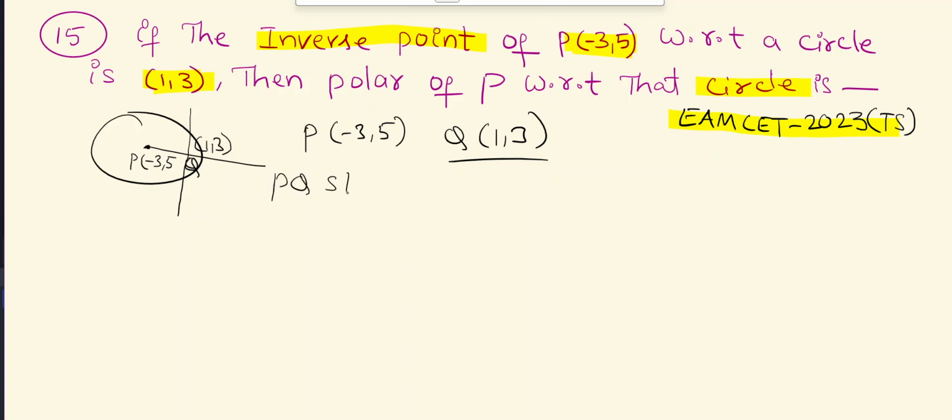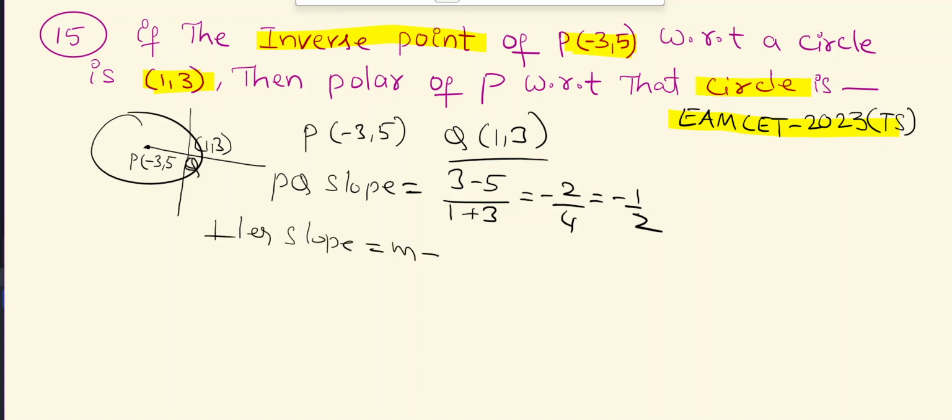PQ slope is equal to, we know the formula, y2 minus y1 by x2 minus x1. That is 3 minus 5 by 1 plus 3, which is equal to minus 2 by 4. This is minus 1 by 2. And the perpendicular slope is m is equal to 2.